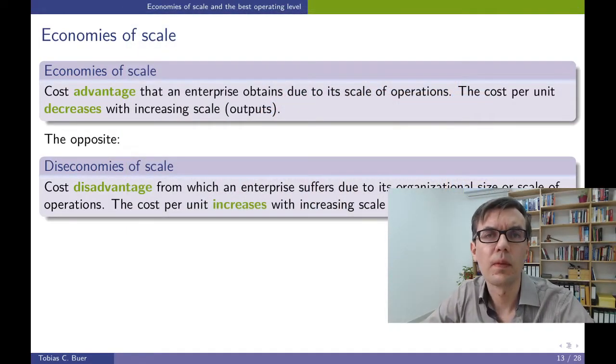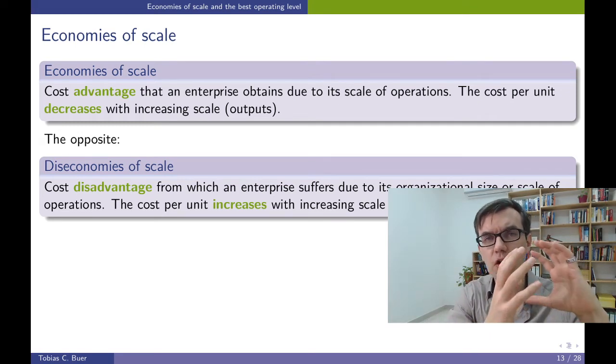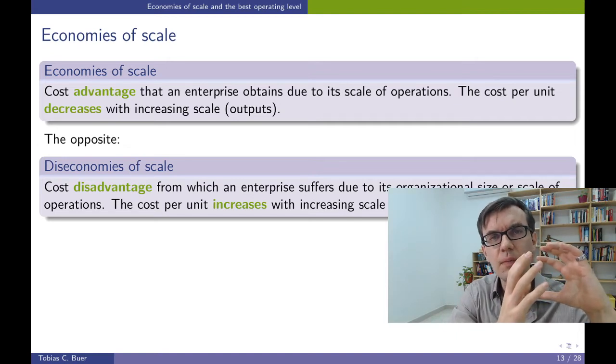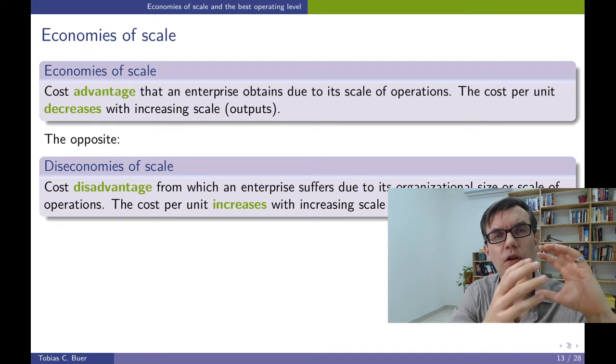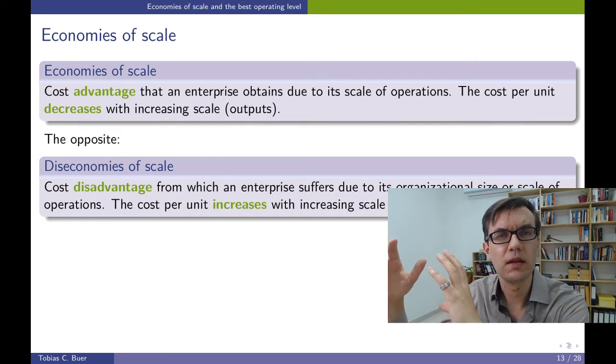So, when we look at the cost of producing things, the most basic cost function always has two components. On the one hand, we have costs that are independent of our output level. These costs occur independent of the volume of the quantity we produce. And on the other hand, we have costs that directly depend on the output level.